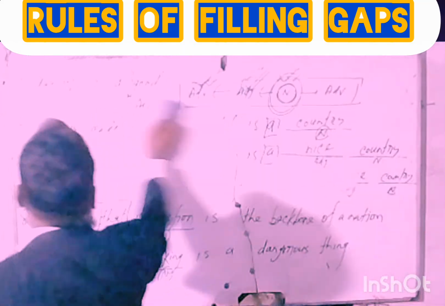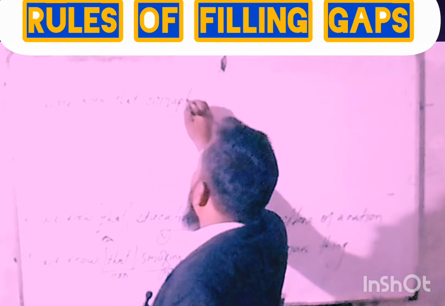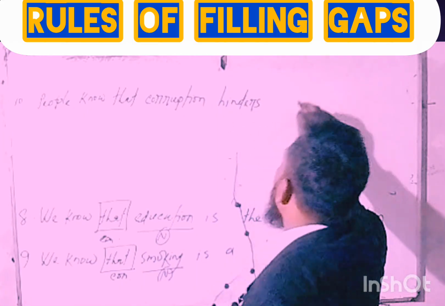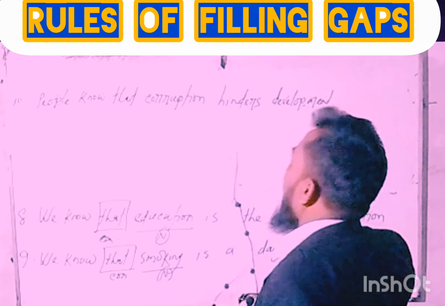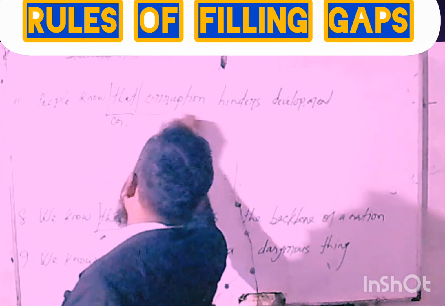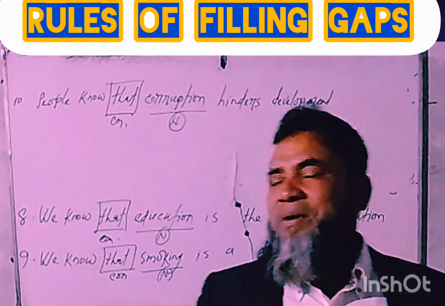Next example, I may give you, my dear learners. People know that corruption hinders development. Okay, my dear learners, now think about that. What category of part of speech is corruption after the conjunction? What category of part of speech? Of course, noun. Hope that you have understood clearly.